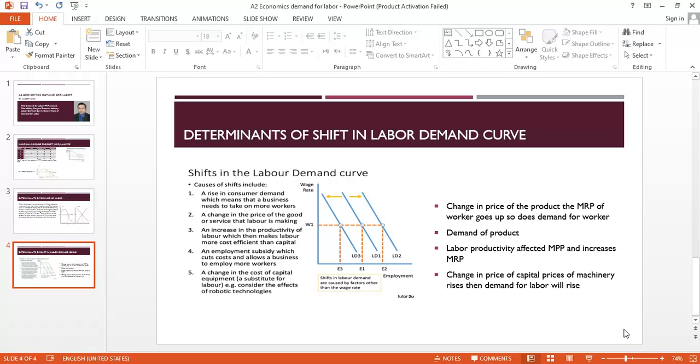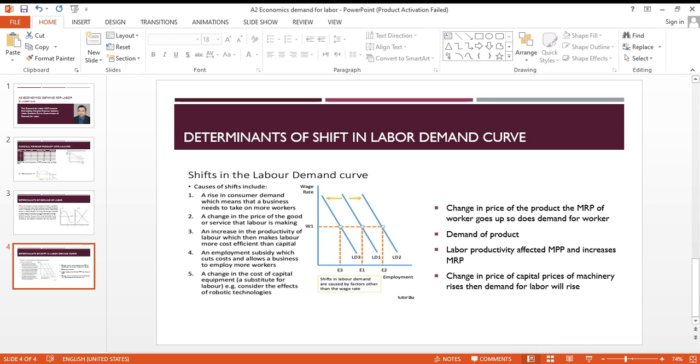And another thing, what if the capital, the machinery, assuming that machinery can substitute for labor, becomes more expensive? Machinery and workers are substitutes for one another. So what's going to happen? You are going to say, now I'm going to work in a more labor intensive environment rather than a capital intensive one, and you're going to hire more labor instead of hiring more machines, because machines are more expensive. Okay, so this is about it.